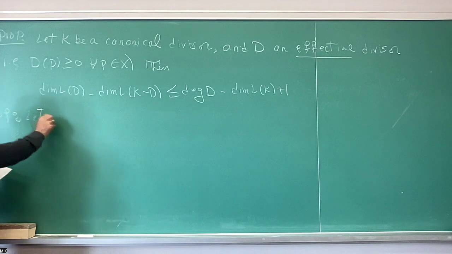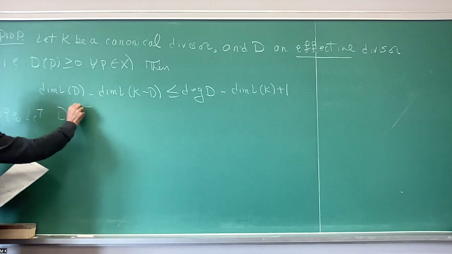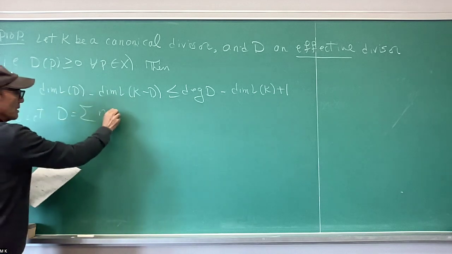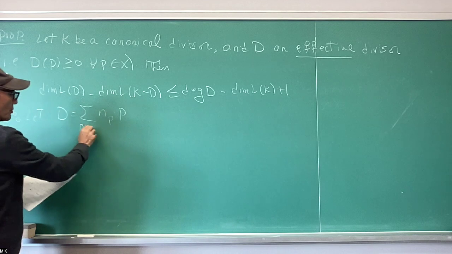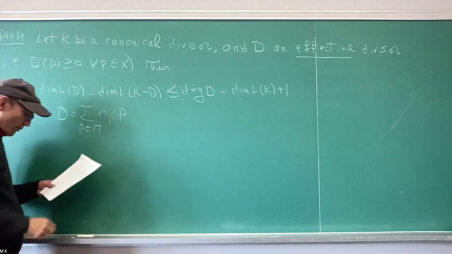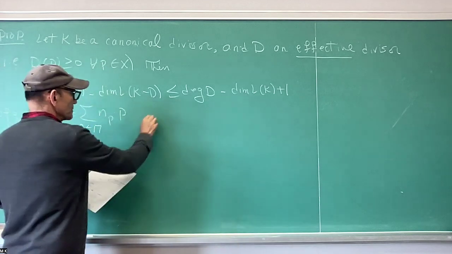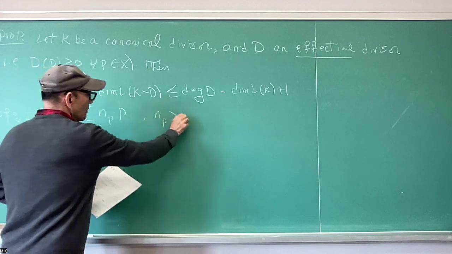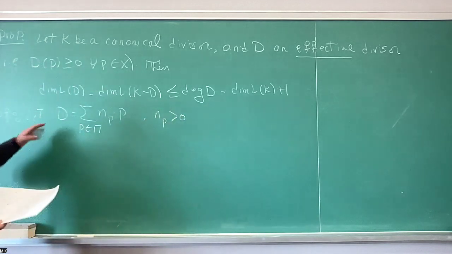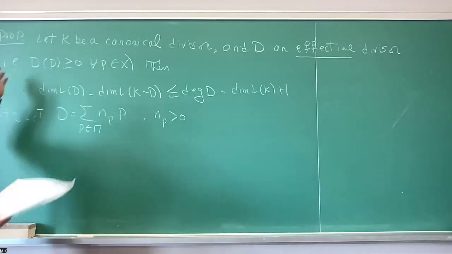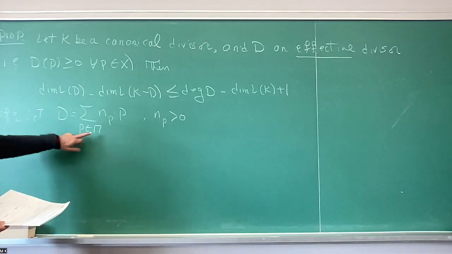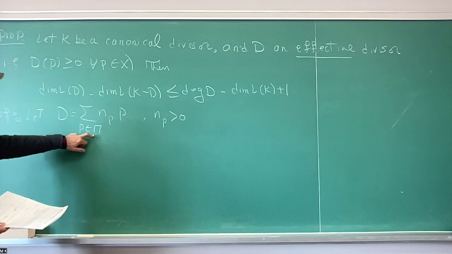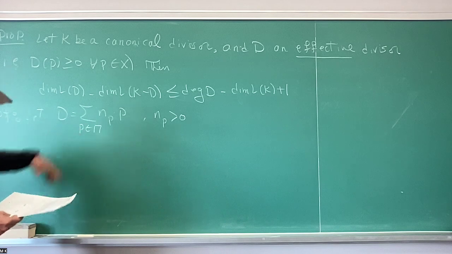So let us write D equal to sum of NP times P, P belongs to pi, where NP is positive. Obviously we don't care about the points where this D is 0. Almost all points D is 0. So the set of points where D is not 0, the support of D, we call it pi, and we write D as such a sum, right?